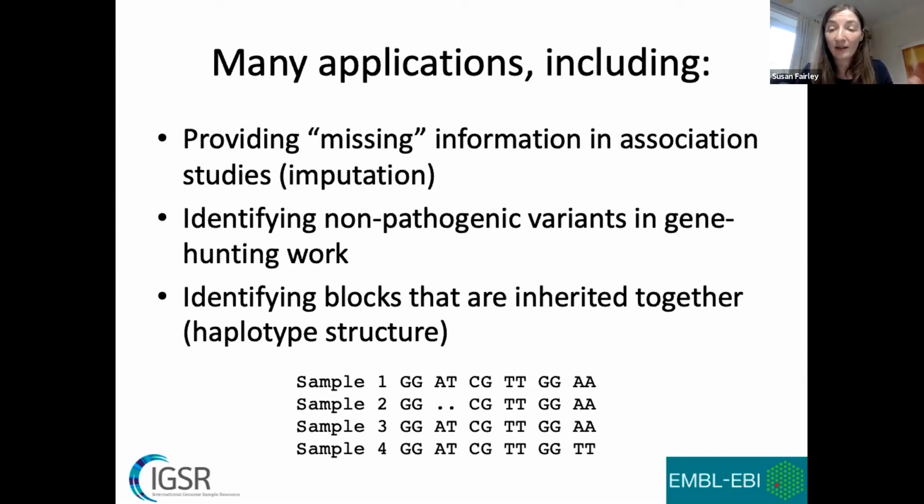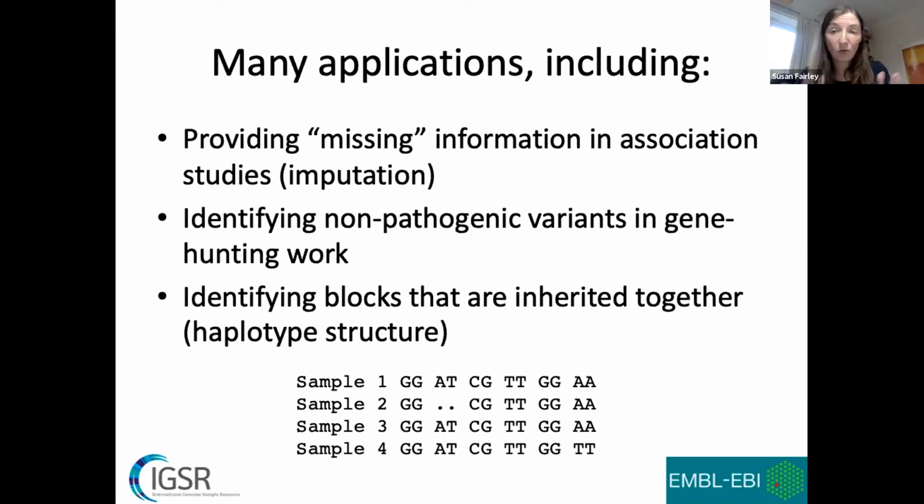And at that point, it's useful to have a reference framework that you can use to help you fill in the blanks. If we look at the example at the bottom here, we've got 4 samples listed, and we've got half a dozen different locations in the genome, half a dozen different loci, and we've listed the genotypes for these individuals at each of these loci.